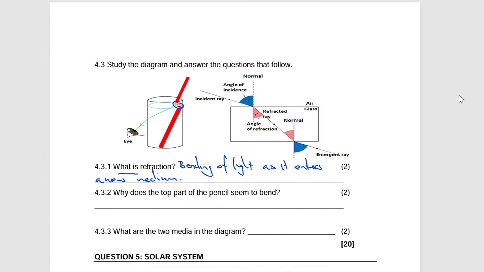So why does the top part of the pencil seem to bend, right? So our answer is: it is because light bends as it enters the water.